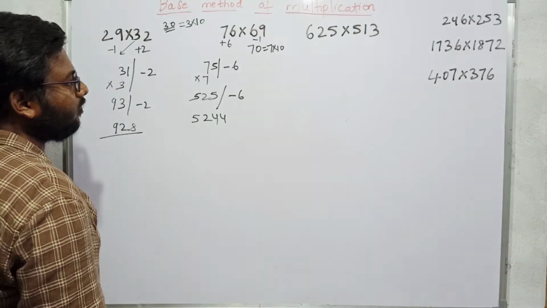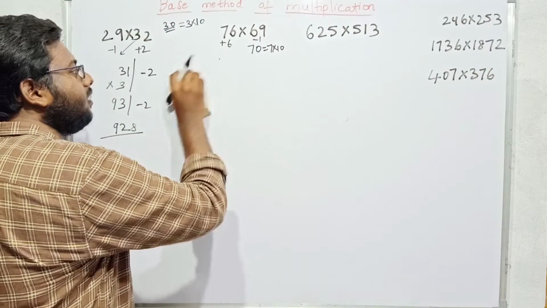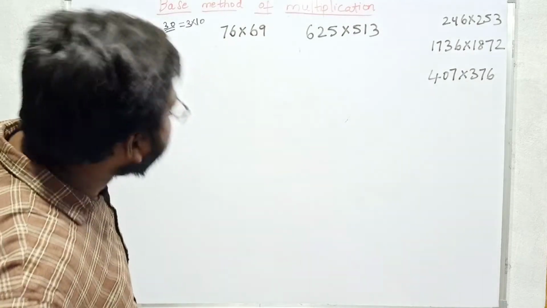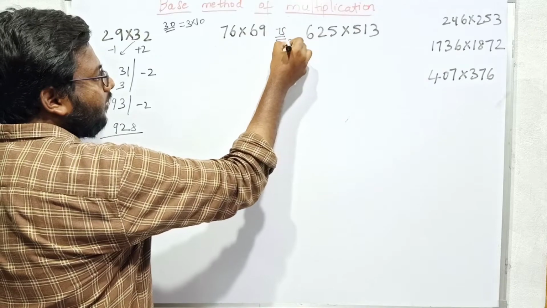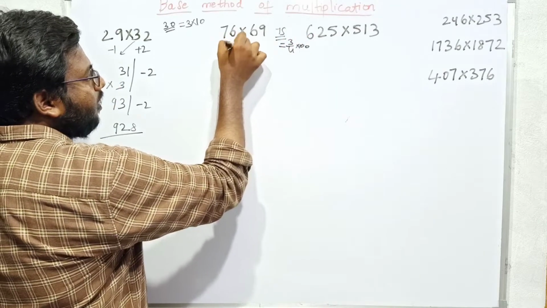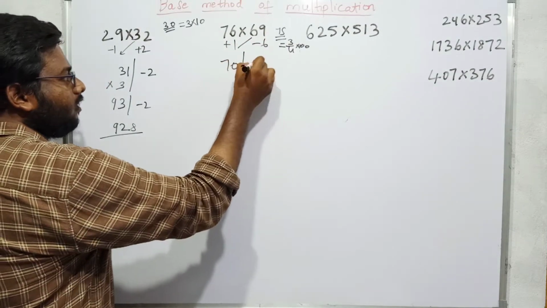And if you want to calculate this number, you can calculate it on 75 also, because it is nearer to 75. If I calculate this on 75, I can write this as 3 by 4 into 100. So from 75, this is +1 more, this is -6. This will be 70, and this will be -6.